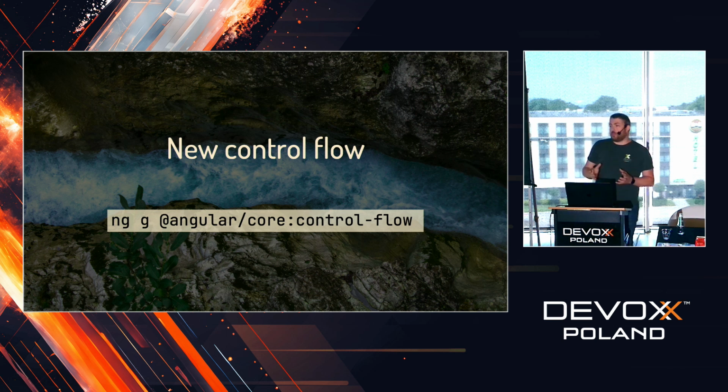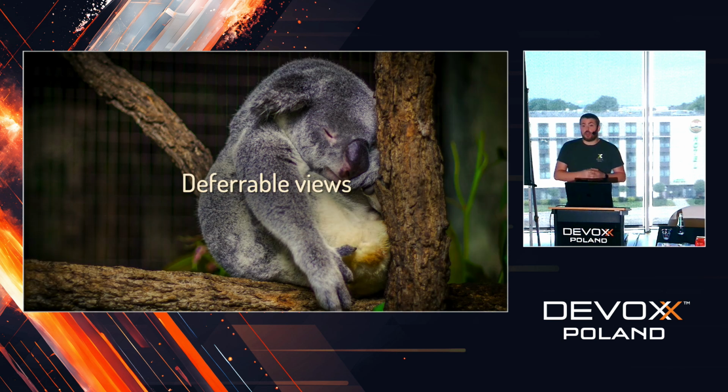As I am on the topic of new syntactic stuff, and that's really near the control flow syntax, they added what they call deferrable views. The goal behind that is sometimes you want to lazy load part of your application, some components and things like that. Previously, you could do that using the router. You could load a component later, and that would be nice, but that was not that fine-grained because you need the router and just a part.